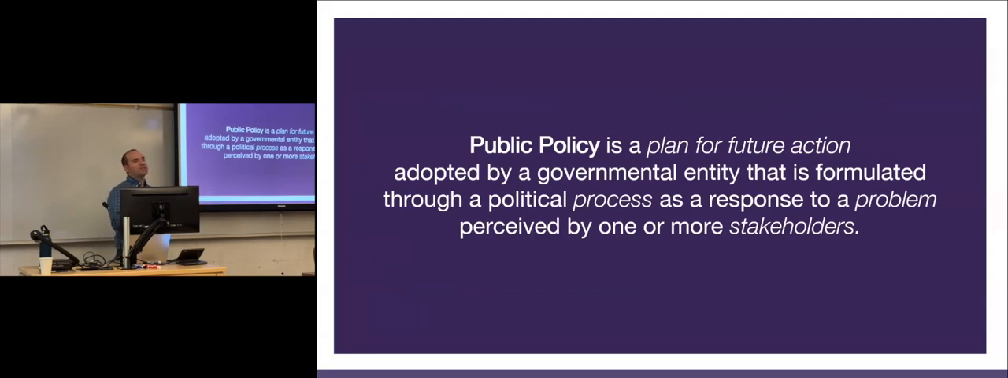But I think some of the key points here is that policy is fundamentally forward-looking, right? It's laying out a plan for how the government is going to respond to something. But it's also adopted through a political process in response to problems that stakeholders perceive. The way those problems can be defined can vary quite a bit. You can have a lot of disagreement about what should be the highest priority problem to focus on or what the cause of a particular problem is.